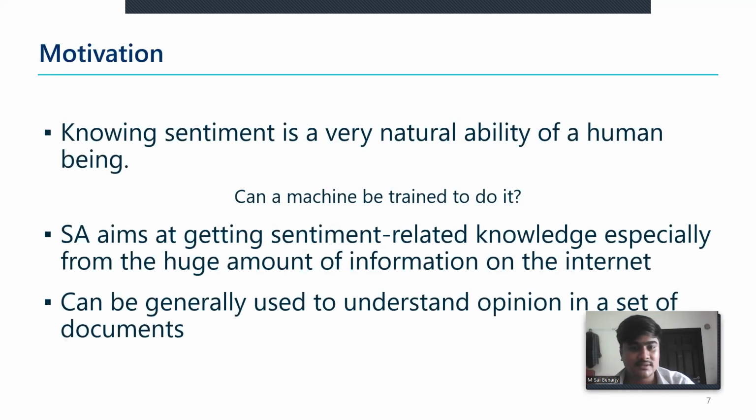For the motivation of sentiment analysis: knowing sentiment is a very natural ability of a human being. A machine is trying to do it, aiming at getting sentiment-related knowledge, especially from the huge amount of information on the internet. It can be generally used to understand opinion in a set of documents.